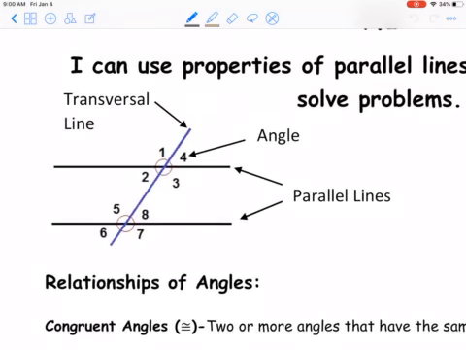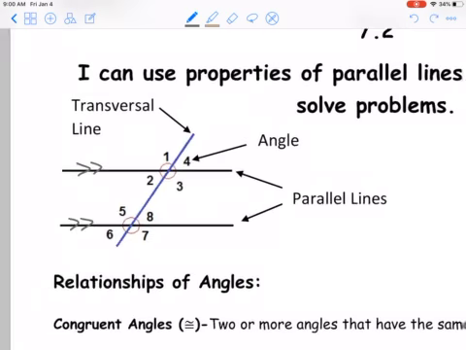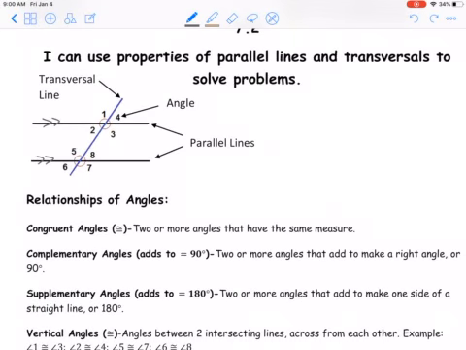angles in the problem. And parallel lines sometimes are marked with little arrows. And they'll look parallel where the transversal line cuts through them to make all these different angles in your picture. And the relationships are what we're looking most at. So we're either looking at whether angles are equal, which another word for that is congruent, or if they add up to make 90 degrees, complementary, or 180 degrees, which is supplementary.